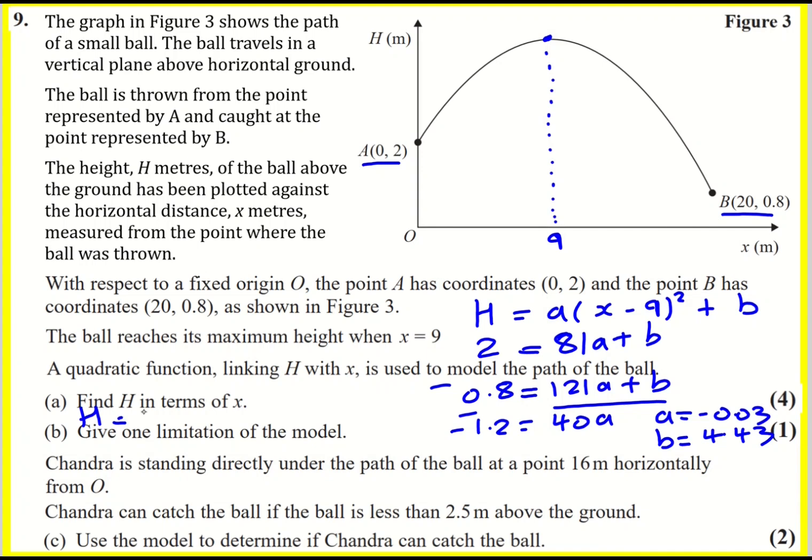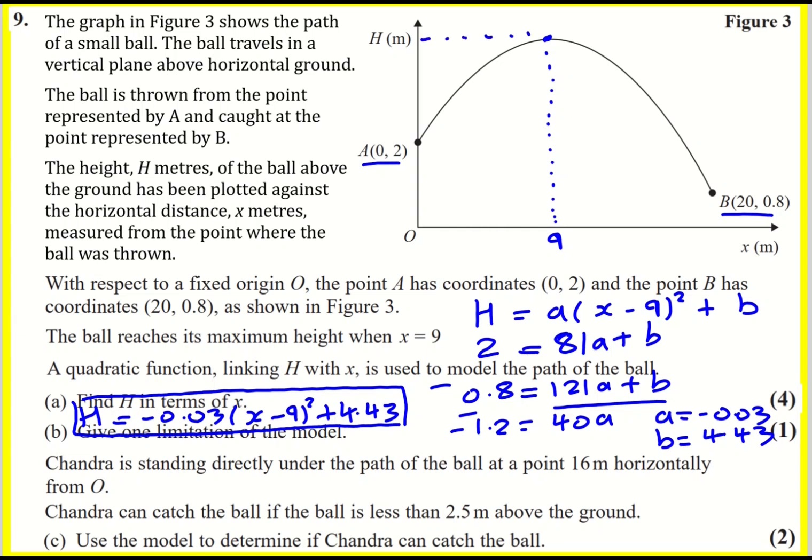H is going to be minus 0.03 (x minus 9) squared plus 4.43. Yes, it's not expanded or anything, but don't worry about that. You can, but completed square form is really useful because it straight away gives you the maximum value, which is 4.43. That is when x is 9, we get 4.43. And you could very quickly find the roots as well if you needed to.